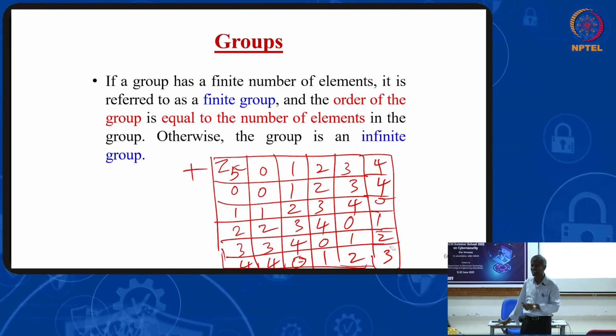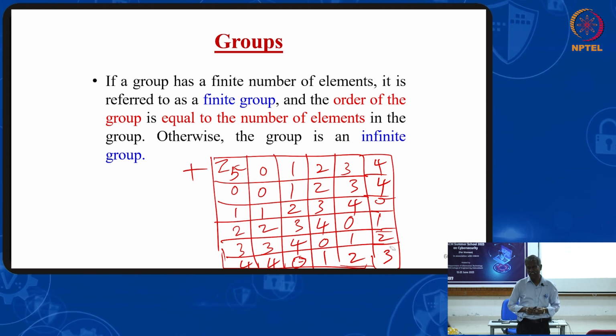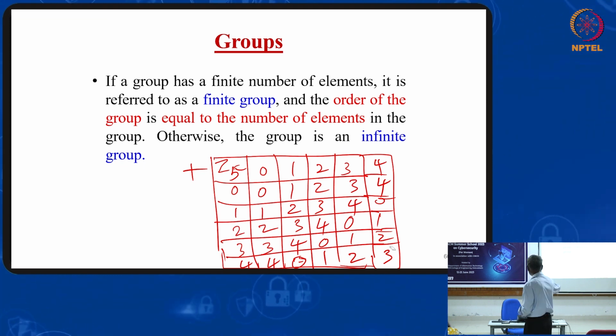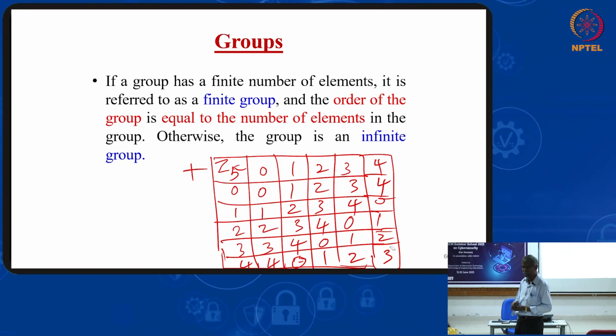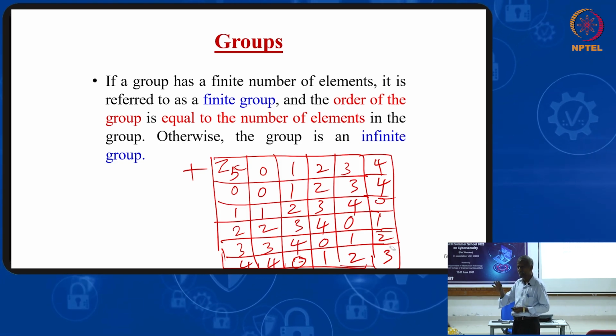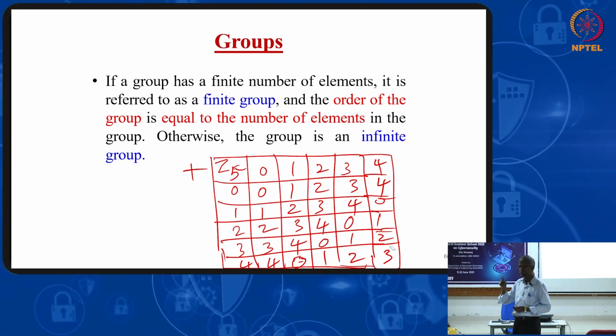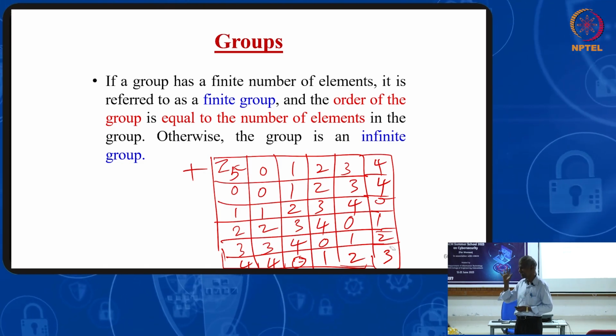Is it a finite group or an infinite group? Finite group. What is the order of this group? 5. 5 elements are there. What are the 5 elements? 0, 1, 2, 3, 4. 5 elements are there.